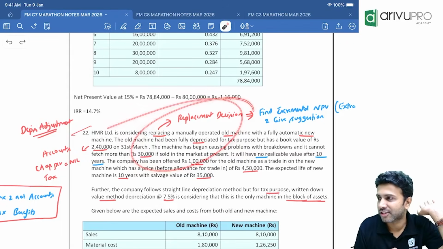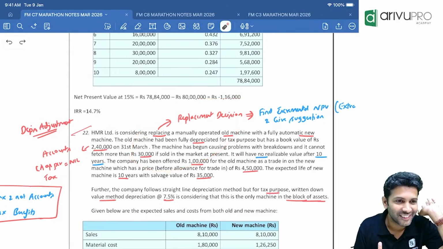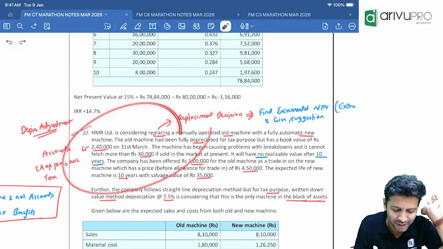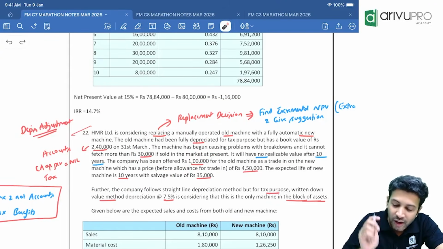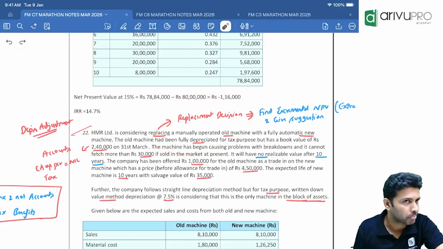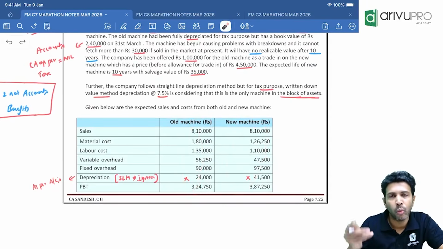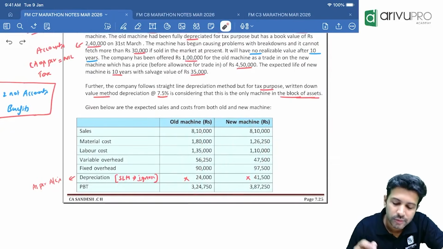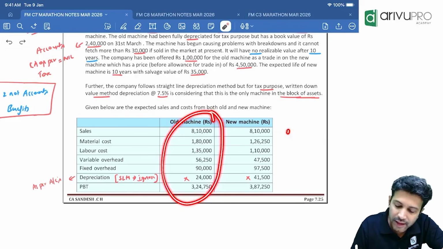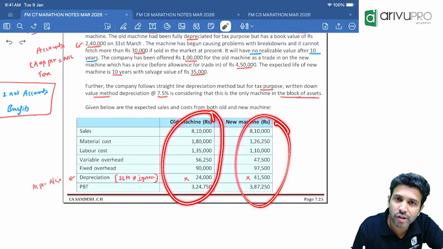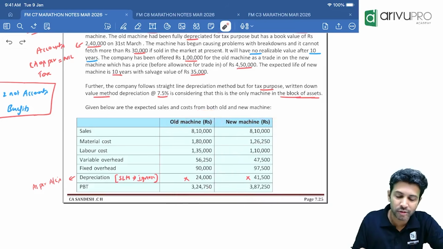Whenever they give you replacement decisions, page number, I don't know. He found it. Awesome. So it's a study material question only. In replacement decisions, they will give you the old machinery data and they'll also give you the new machinery data. One way to do this problem is first to find the old machinery NPV, then find the new machinery NPV. That means you are solving the question twice. Then you do the selection. Whichever machinery has the highest NPV, select that. That is one approach. But ICAI does not follow that. What ICAI follows is the incremental approach.